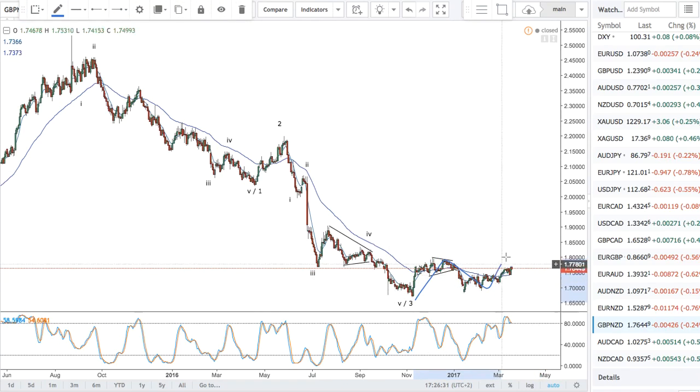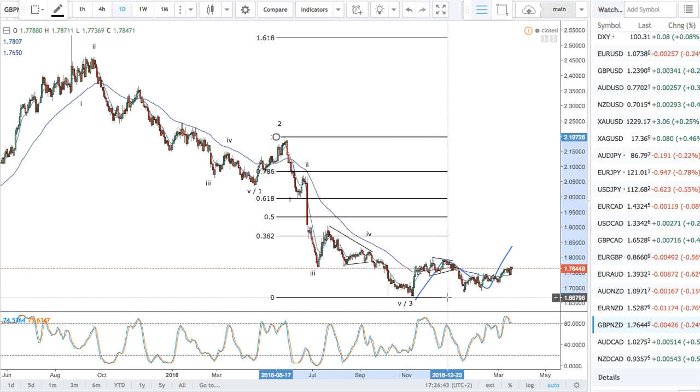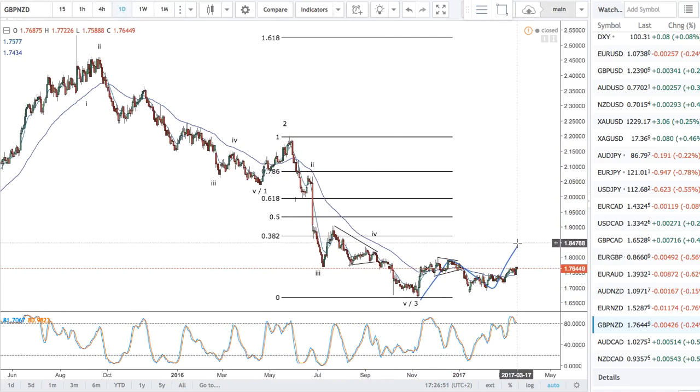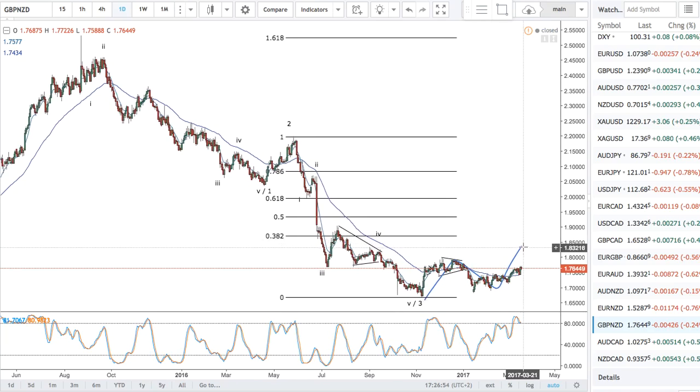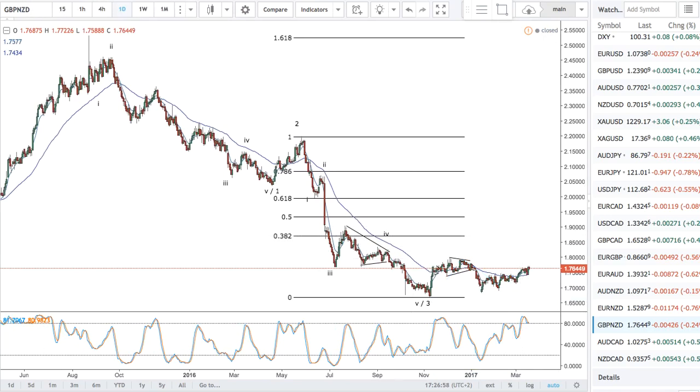Or to about 1.8, 1.83 to wave four of wave three, which is a normal retracement level, and then down. If you want to put a fib on this, there you go. So this wave four here would return to the 38.2 level of wave three, so 1.87, a massive move, but entirely plausible. If cable moves to 1.30, 1.28, pound New Zealand can move to 1.87. The normal retracement for four is to reach the previous four of wave three, or the 38.2 level of wave three on retracement.